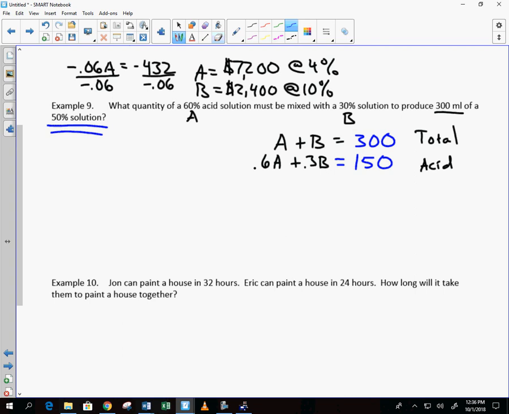Well, now I have two options, elimination or substitution. I'm going to choose elimination in this one to teach you a different way. I'll multiply through by a negative 0.3. I get negative 0.3a minus 0.3b is equal to negative 90.